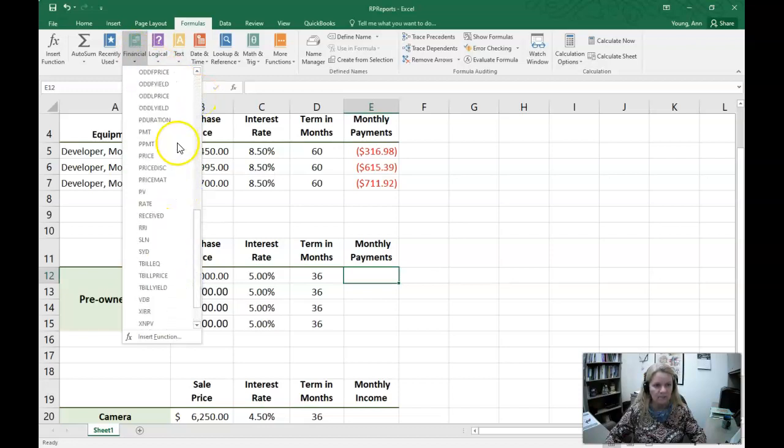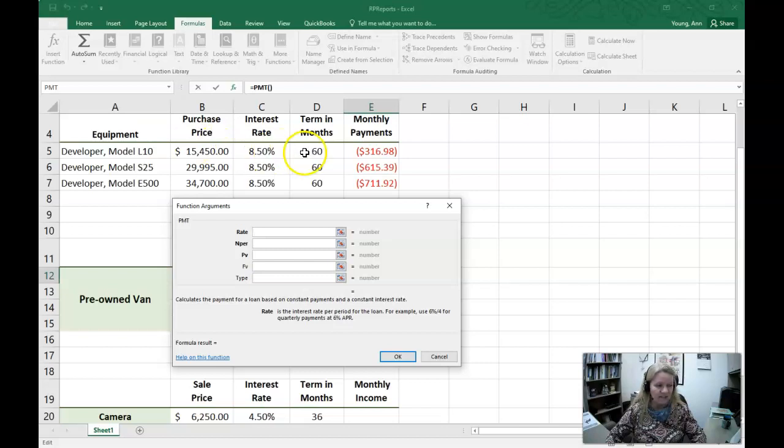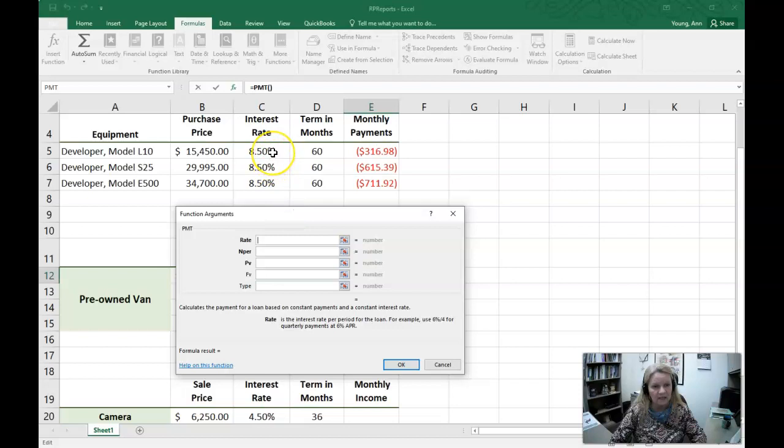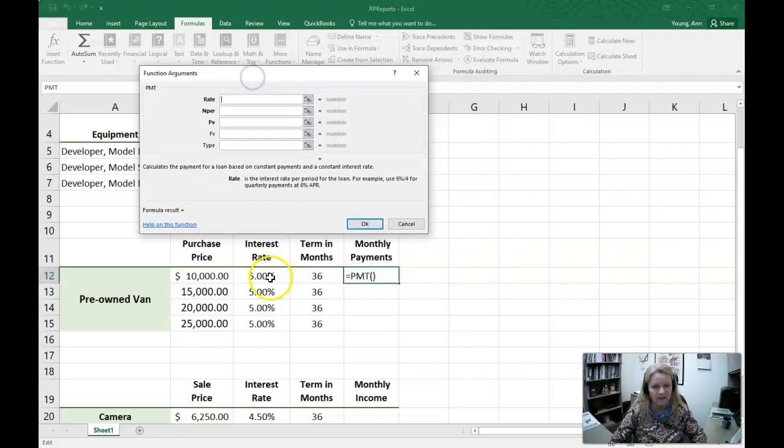We have a couple of different payments. We have the PMT formula and the PPMT. We're not ready for that one yet. We'll get to it in level 2. So the rate is going to be 5%. However, we're paying that monthly based on 12 months in a year.